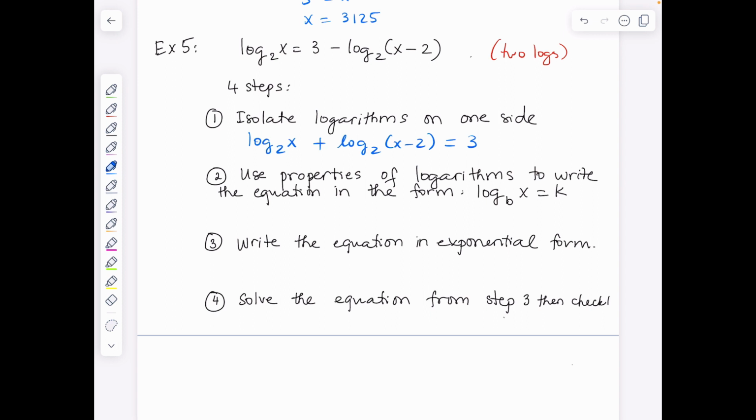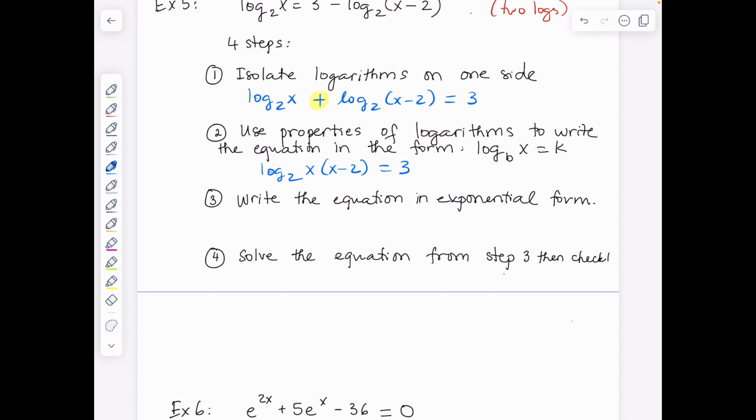Step 2, use properties of logarithms to write the equation in the form log base b of x is equal to k. So we want to write it as a single log. I see the plus sign here. That means I can use the product property. So that's log base 2 of x times x minus 2 is equal to 3.